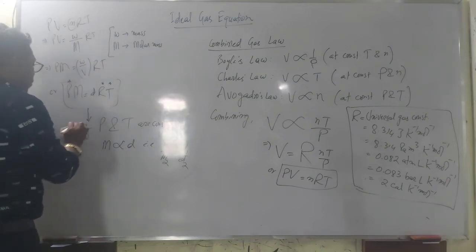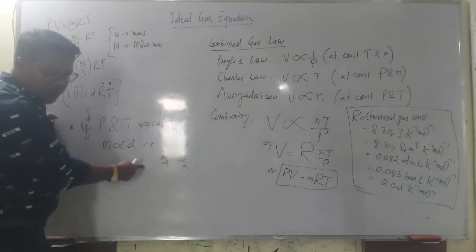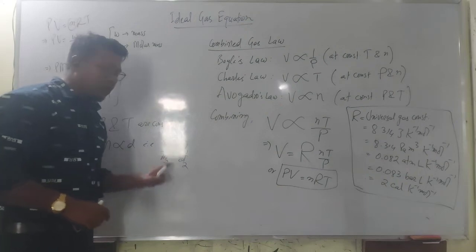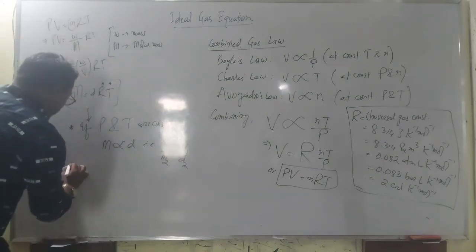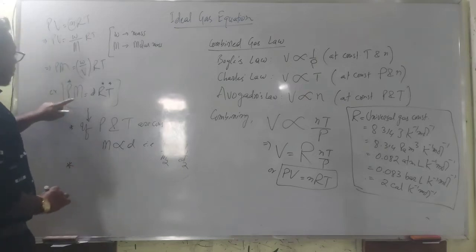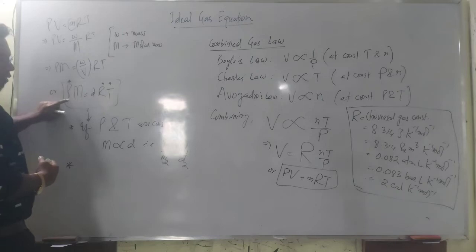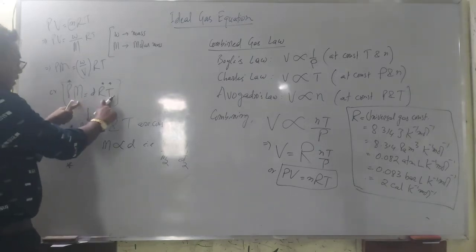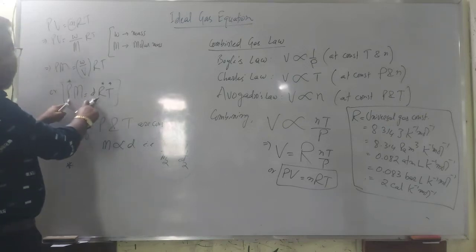Now what will happen if M is not constant here? This relation is valid for two different gases having different molar masses, right? Another relation I can get from this equation is that if M is constant and T is constant, then pressure and density are also directly proportional to each other.